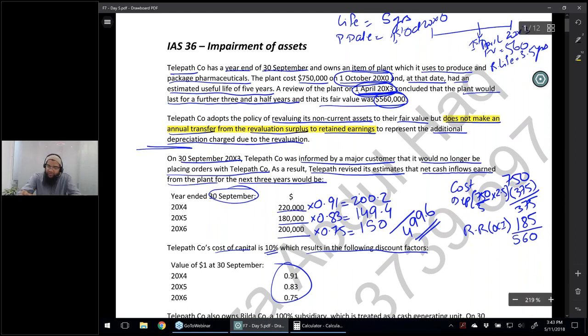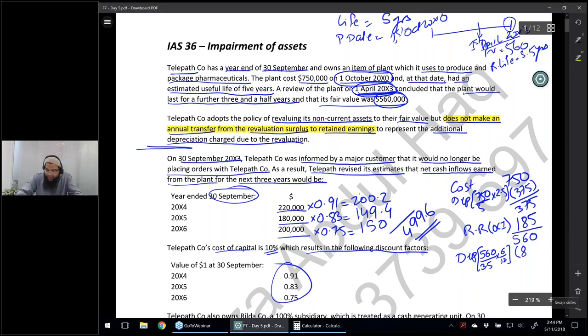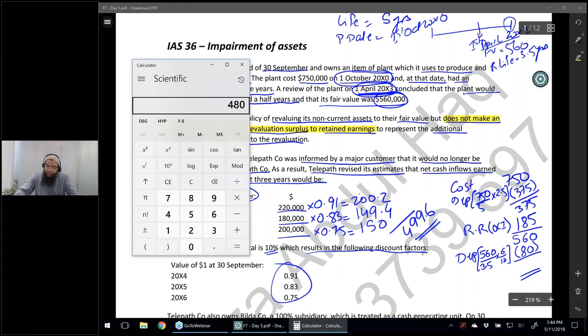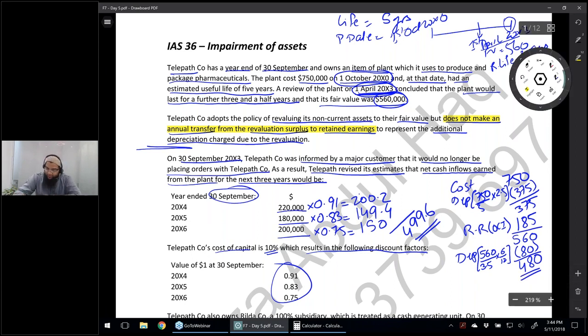And this was valued at 1st April 2023. The question's requirement is 30th September 2023. So we need to depreciate the asset further by 6 months. So 560 divided by remaining life of 3.5 years into 6 by 12 is going to be depreciation of 80. So after charging depreciation of 80, 560 minus 80 is going to be 480. So the plant is actually 480 and the revaluation reserve is 185.